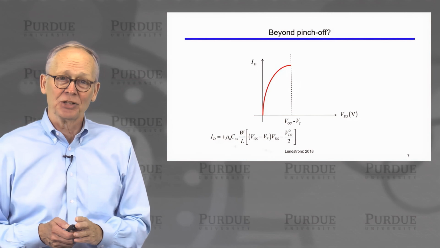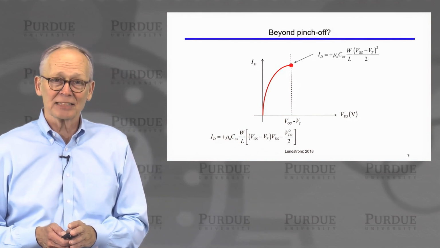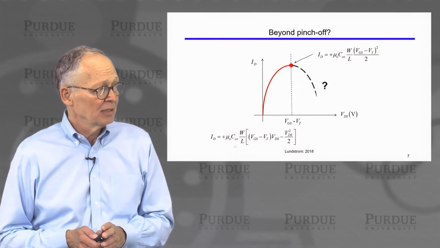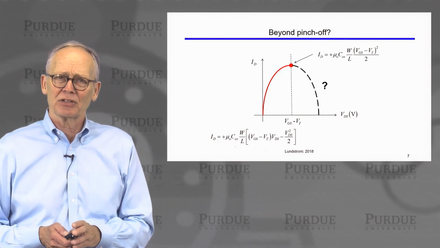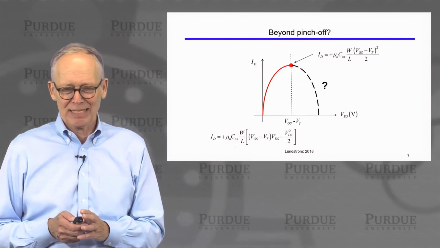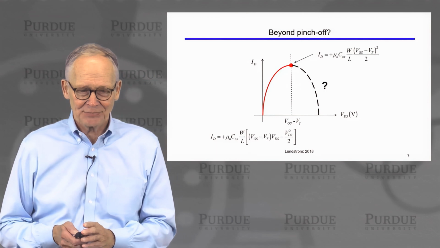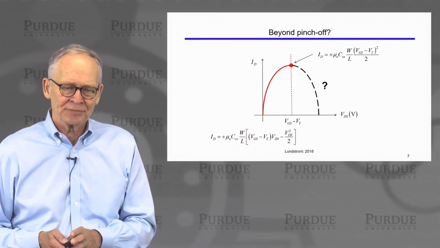Okay. Now the question is, what do we do? Do we continue to use that expression beyond the maximum value of the current? If we did, the current would turn around and go down. That doesn't seem quite right. It seems kind of unusual. In fact, that's not right. So what's going on here?